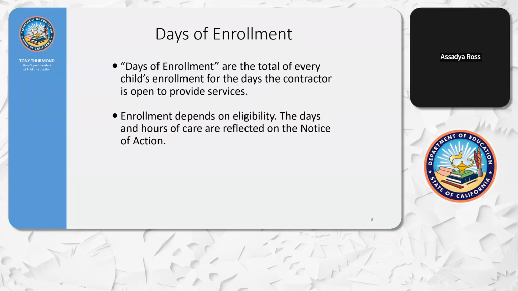Next, we're going to talk about days of enrollment. Days of enrollment are the total of every child's enrollment for the days that the contractor is open to provide services. This means that you're going to be adding up all the days of enrollment for all the children in the program. Enrollment is going to depend on eligibility. The days and hours of care are going to be reflected on the notice of action.